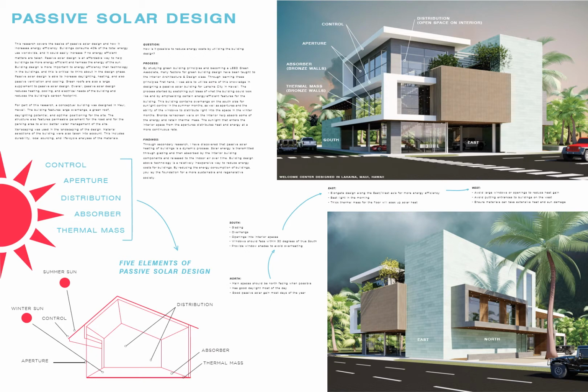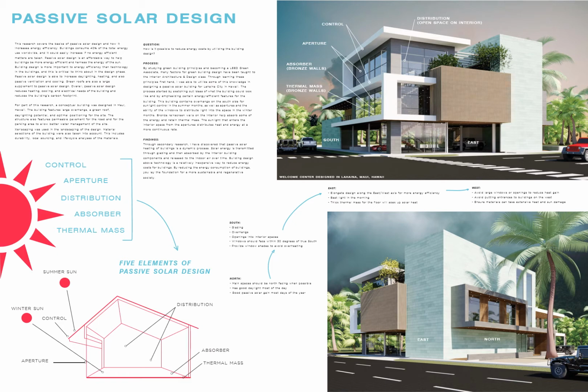Findings. Through secondary research, I have discovered that passive solar design and heating of buildings is a dynamic process, and solar energy is transmitted through glazing and then absorbed by interior building components and released to the indoor air over time. Building design above technology is a relatively inexpensive way to reduce energy costs for buildings. By reducing the energy consumption of buildings, you lay the foundation for a more sustainable and regenerative society.